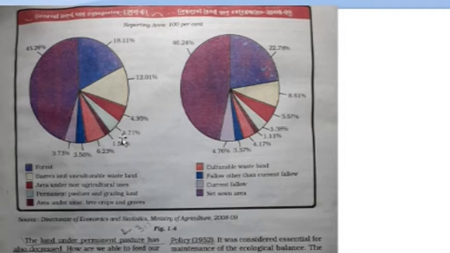And permanent pastures and grazing lands. So these are permanent pastures. Permanent pastures are decreasing, so it is not a good thing. Why? If the permanent pastures are decreasing, how would we feed our cattle? What will feed our cattle? So it is not a good thing, the decreasing of permanent pastures. So these two pie charts are showing how the pattern of usable lands changed from 1960 to 2008.